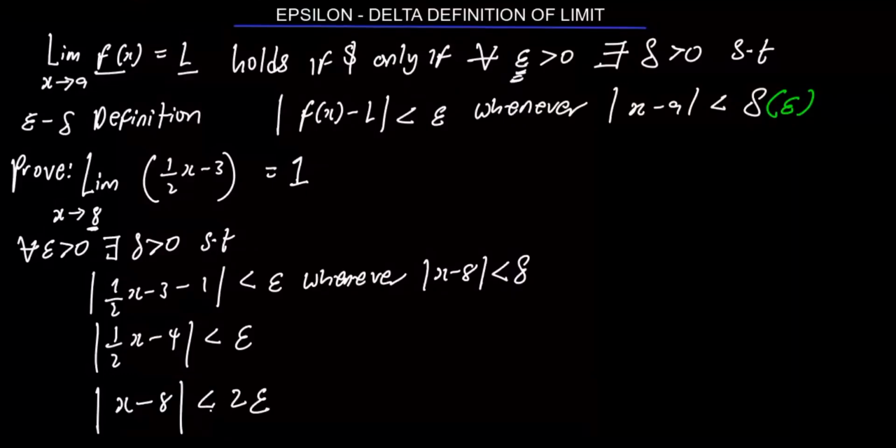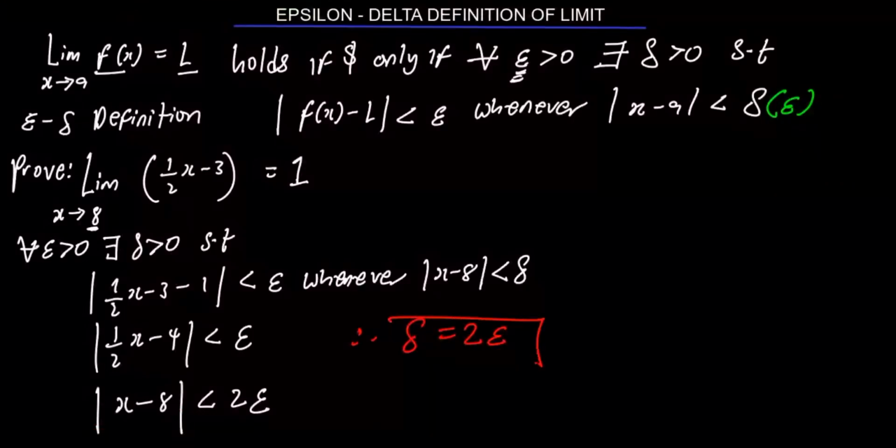So from here, check what I'm having. You see that I have the absolute value of x minus 8, and also I have the absolute value of x minus 8 here. So it means that I've established that relationship, that delta is equal to 2 epsilon. And that completes the proof. Let's consider one more problem in this chapter on the precise definition of limits.